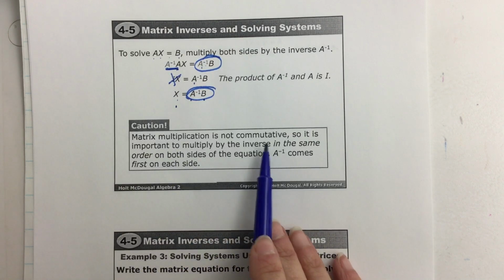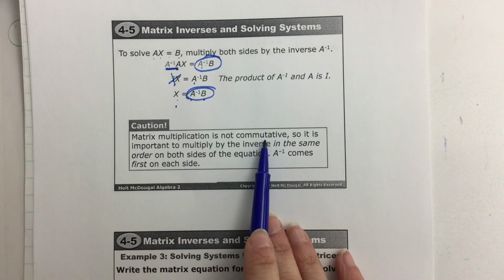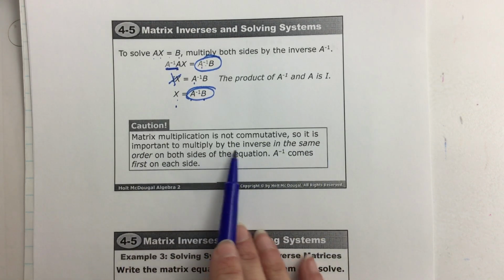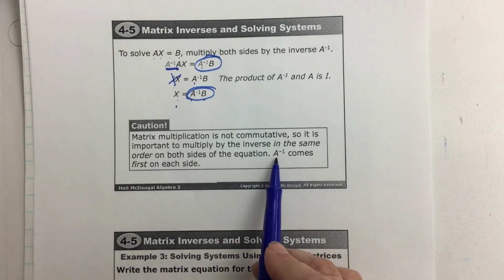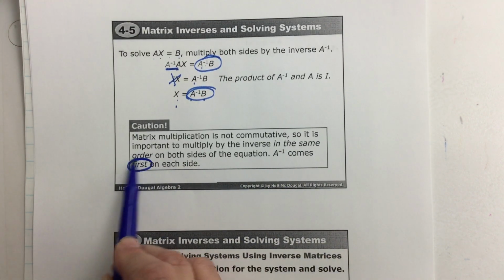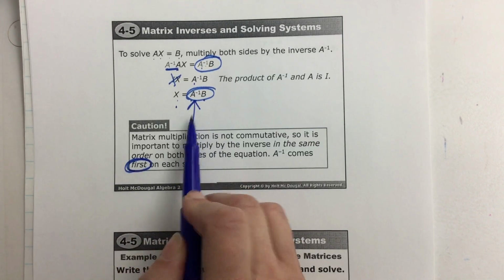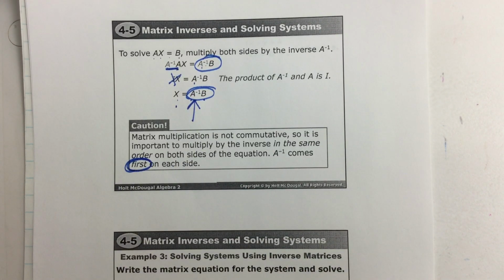Now here's just a little caution, something to remember. Matrix multiplication is not commutative. Commutative means you can multiply it in any order and get the same solution. It does not work with matrices. So it is important to multiply the inverse in the same order for both equations. The inverse has to come first. Your inverse has to come before your solutions.